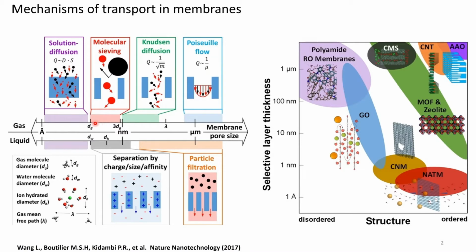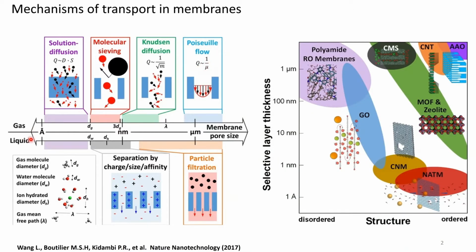If you increase the molecular size slightly, you get into a regime where you have molecular sieving. In molecular sieving, smaller molecules are able to get through the pores in the membrane, whereas larger molecules are retained. This is what we're going to be talking about later today. If you increase the size a little bit further, you get into Knudsen diffusion, where the flux is inversely proportional to the square root of the mass of the material being separated. If you increase the size of the pore even further, essentially what you get is Poiseuille flow or pipe flow, where the flux is proportional to 1 over the viscosity of the fluid.